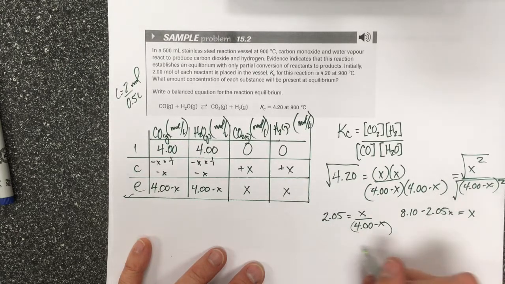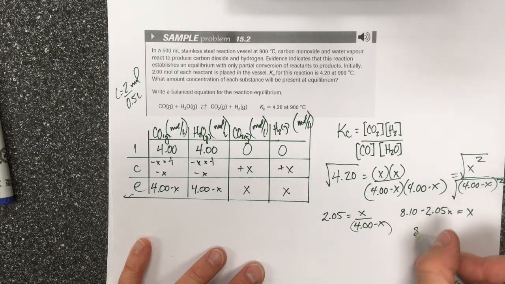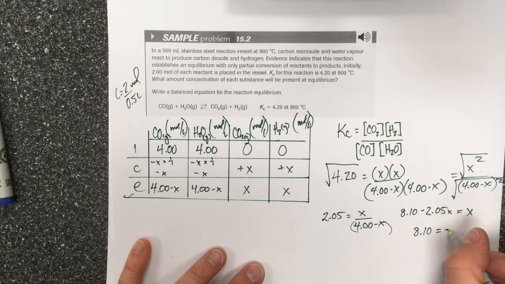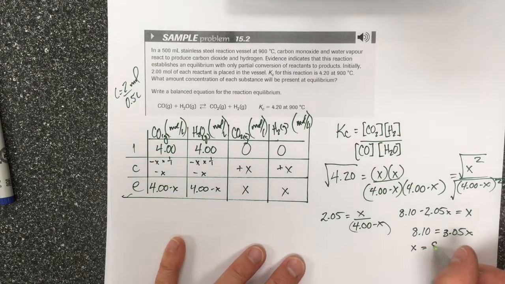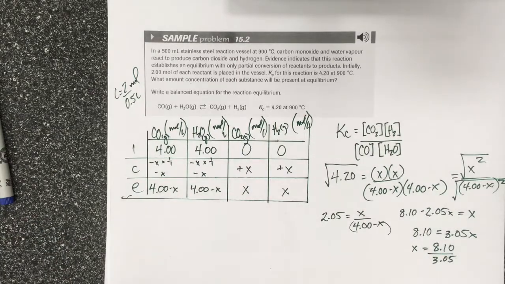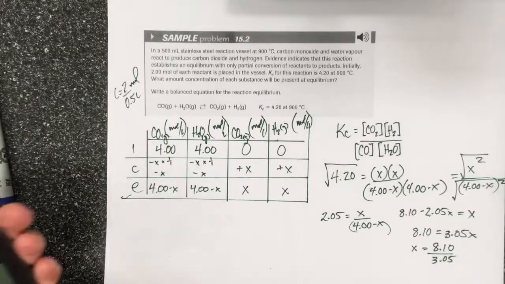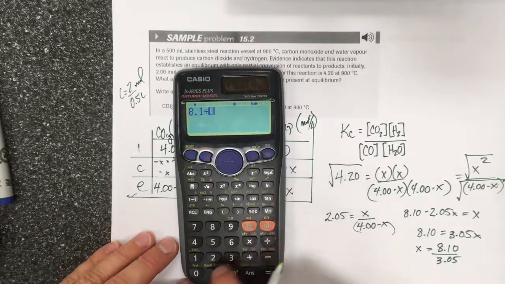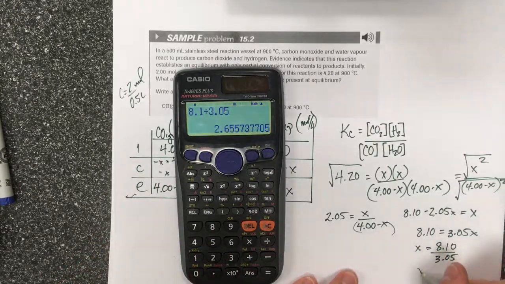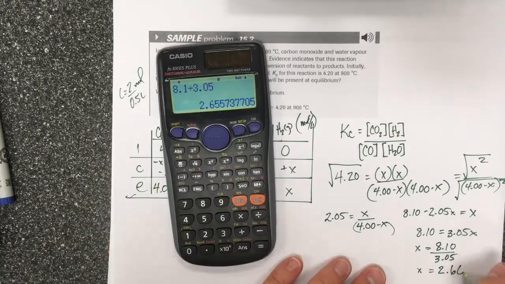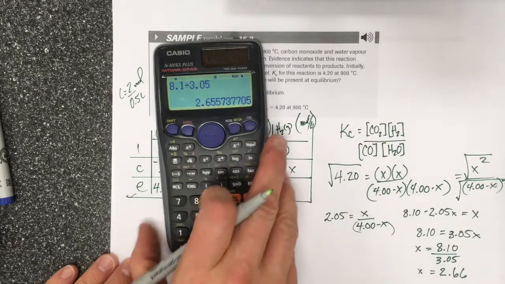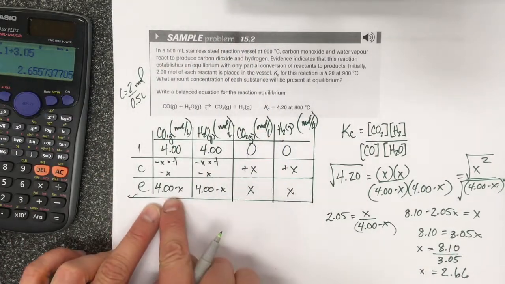And then I'm going to group my x's. So I'm going to take this to this side, and I get 8.10 equals 3.05x. I have to add 2.05x to each side. And so x equals 8.10 divided by 3.05. And we get the value for x from that. So I've got 8.1 divided by 3.05, and it is x equals 2.66.